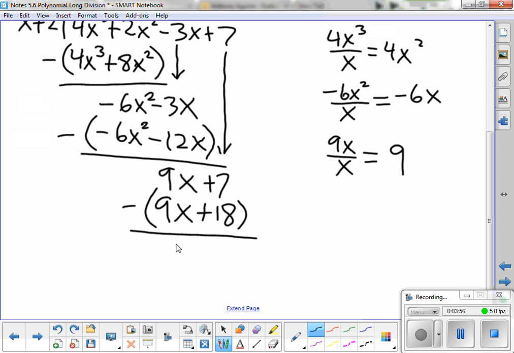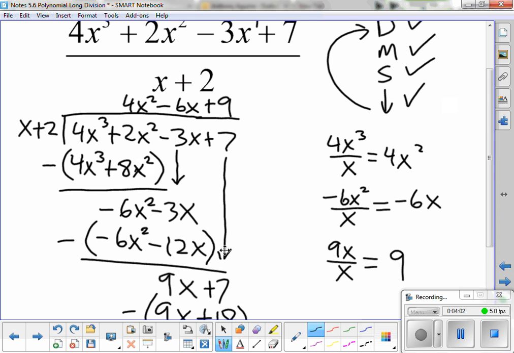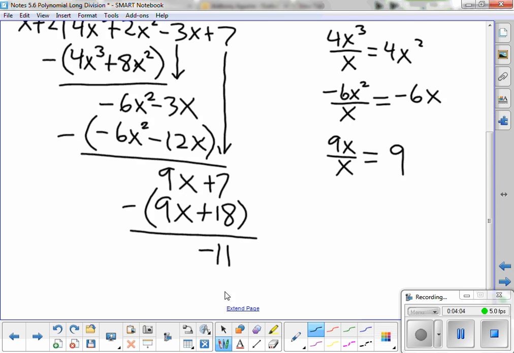9x minus 9x is a 0. 7 minus an 18 is a negative 11. Now we have nothing else to bring down, so that's it. You're done. That's your remainder.